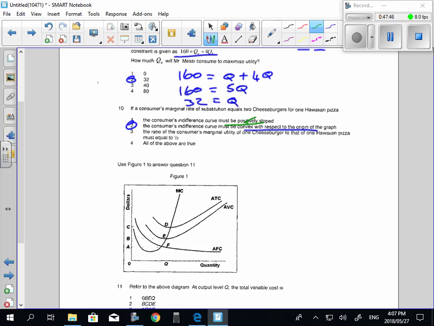The ratio of marginal utility of 1 cheeseburger to that of 1 Hawaiian pizza must be equal to half. It is only at that point, but it's not for the entire indifference curve. Remember, your marginal rate of substitution differs for every single point along your indifference curve. And how do we measure it? With a tangent to the indifference curve. Number 4, all of the above also cannot be true.